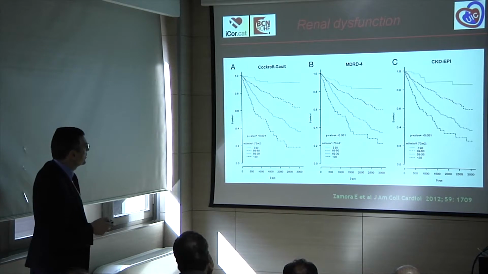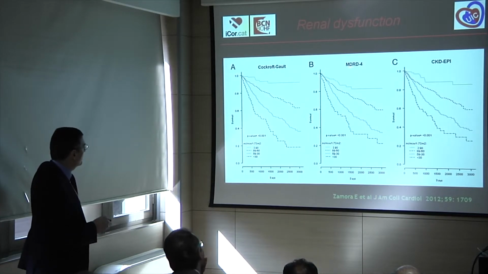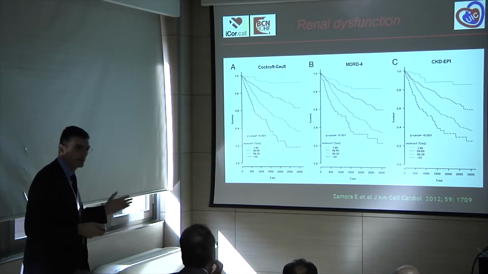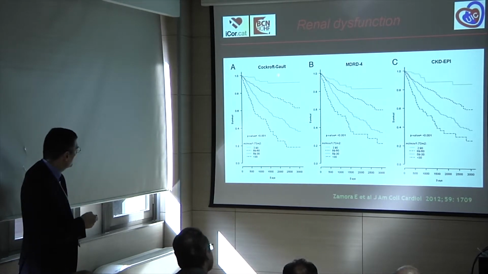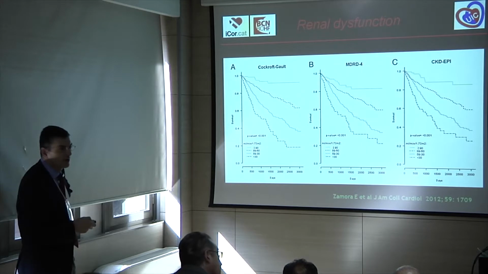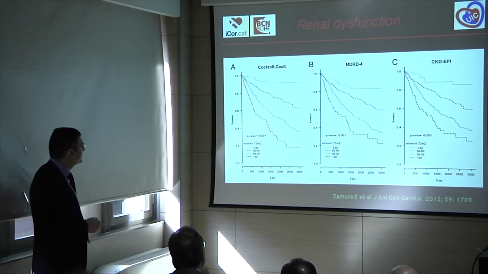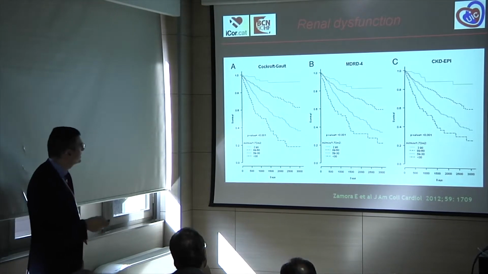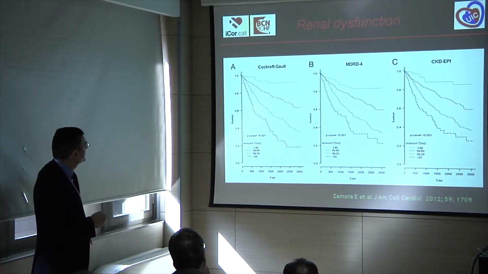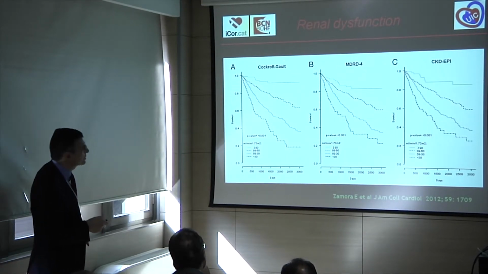Renal dysfunction, what do I use? I use Cockcroft-Gault, MDRD4, CKD-EPI, use whichever you want. In this paper, we demonstrated that Cockcroft was probably better than the other two, but very recently, since creatinine has been standardized to the IDMS system, probably it's not so good anymore, so use MDRD4 or CKD-EPI.